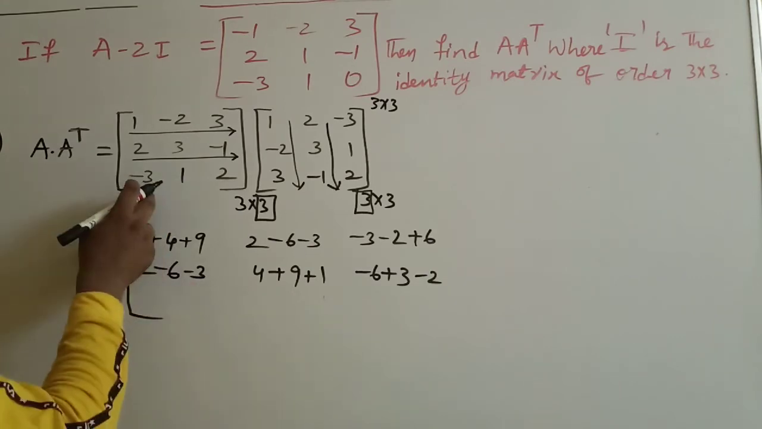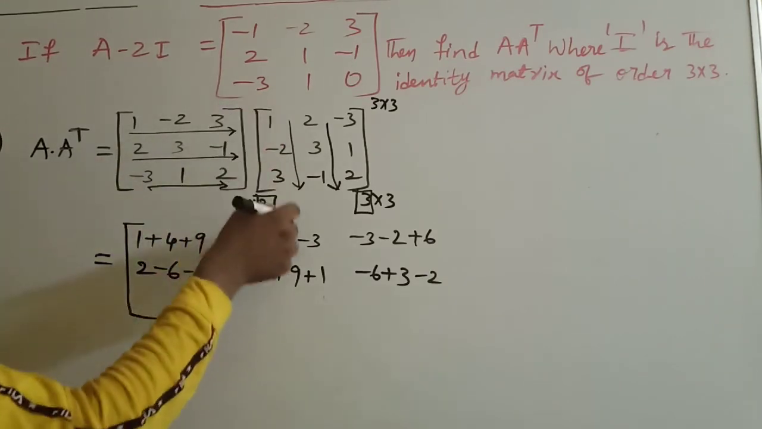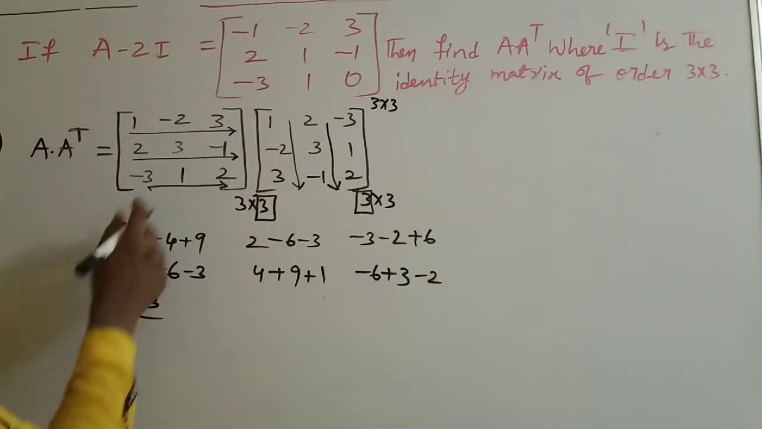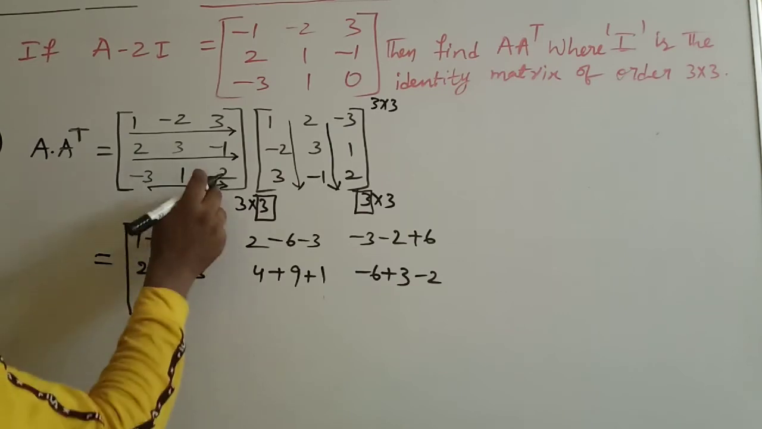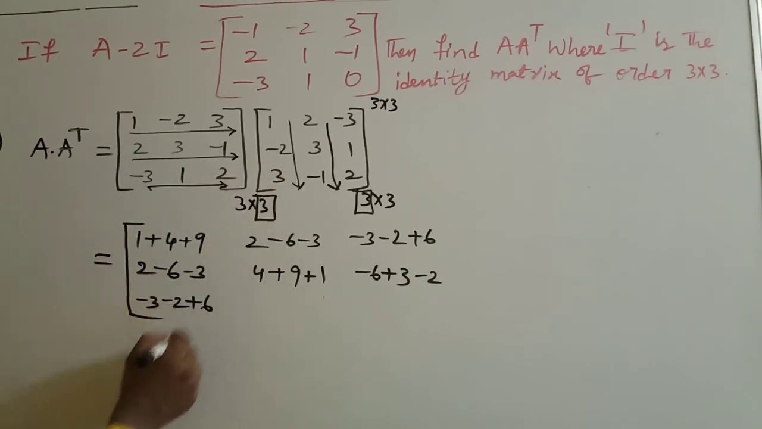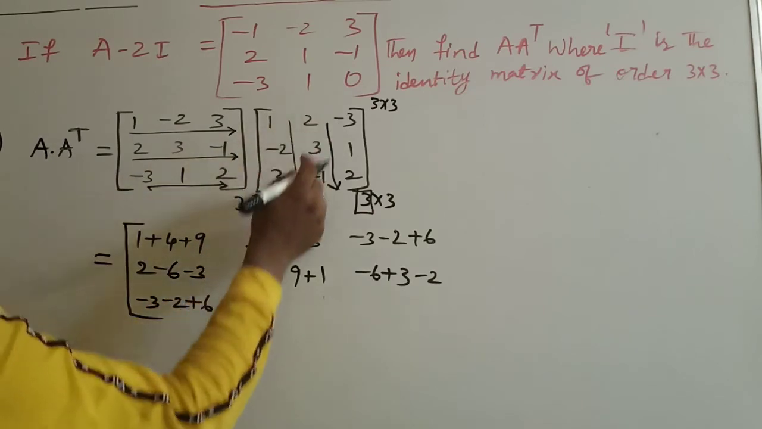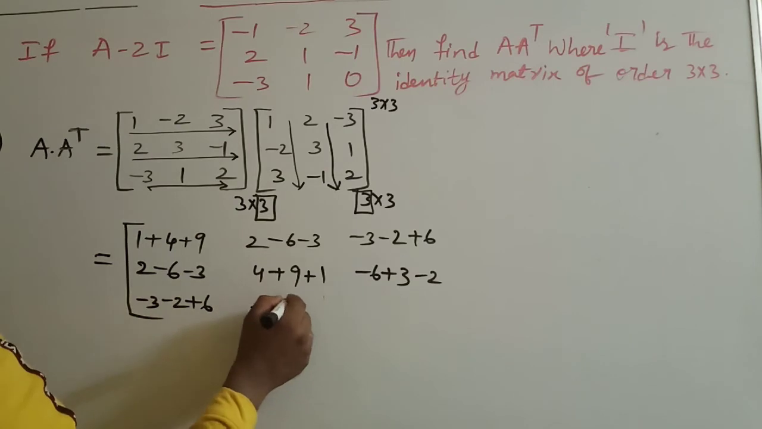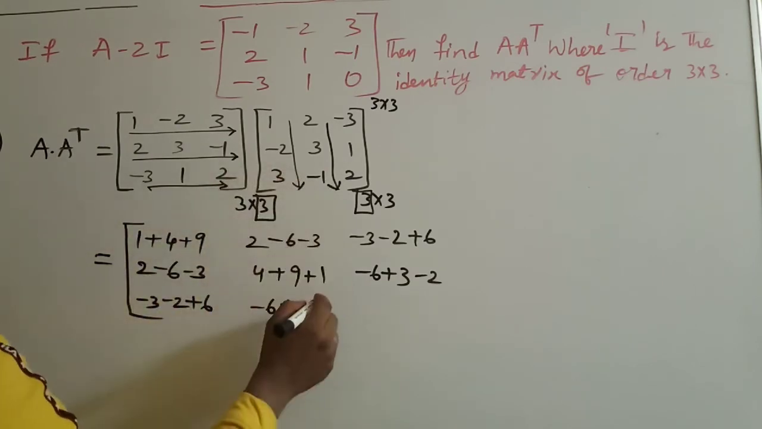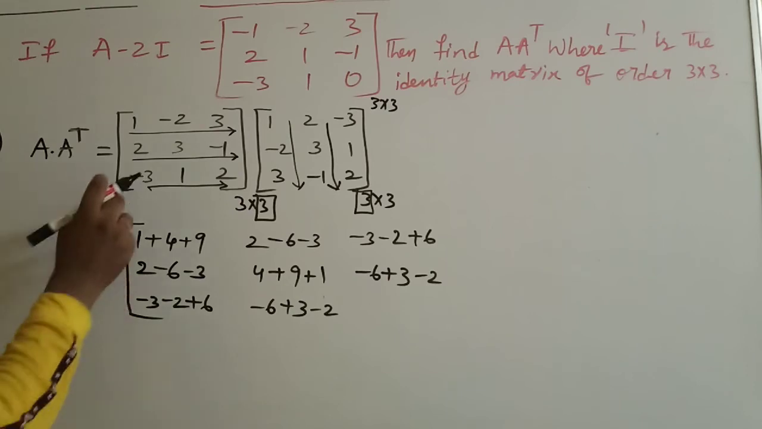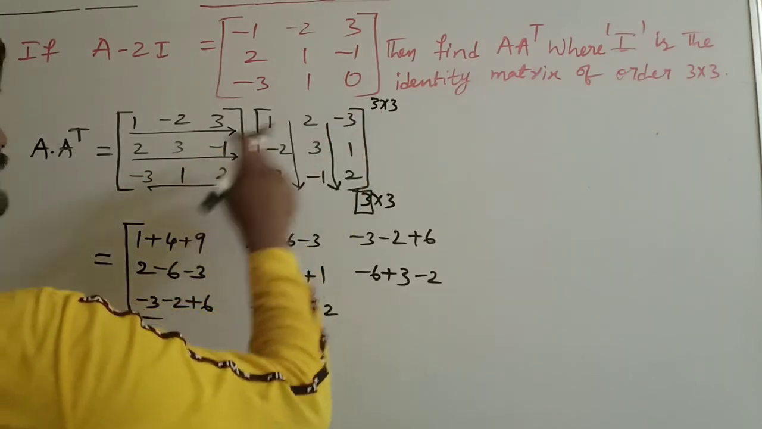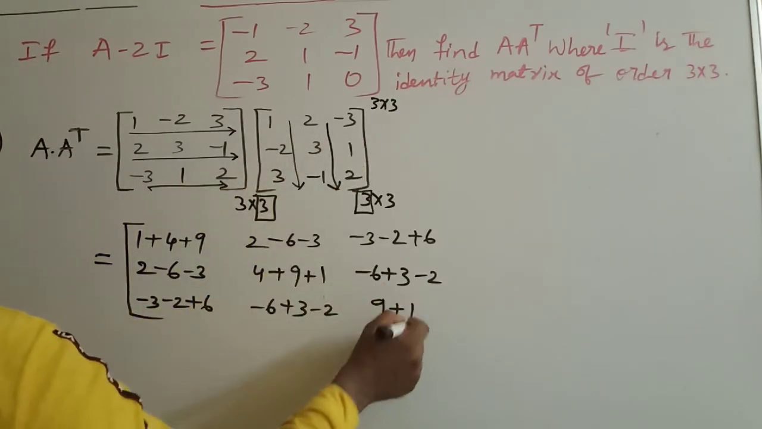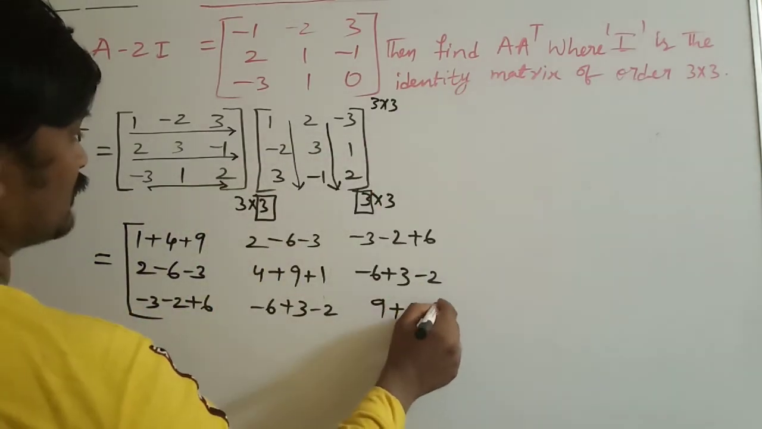Now, same method, third row and again first column, second column, third column. So, minus 3 into 1, minus 3. 1 into minus 2, minus 2. 2 into 3 is nothing but plus 6. Now, minus 3 into 2 is nothing but minus 6. Next, 1 into 3 is nothing but 3. 2 into minus 1 is nothing but minus 2. Next, minus 3 into minus 3, plus 9. Next, 1 into 1, plus 1. 2 into 2, plus 4.